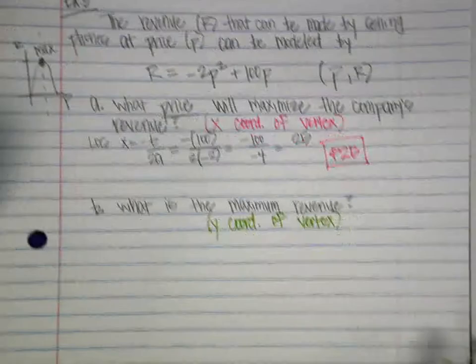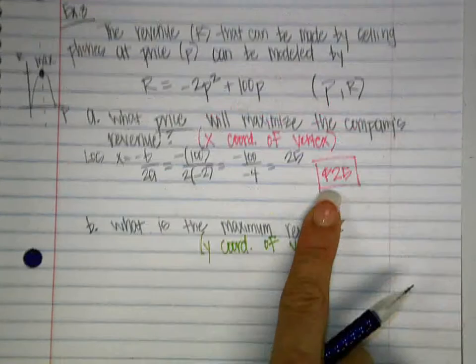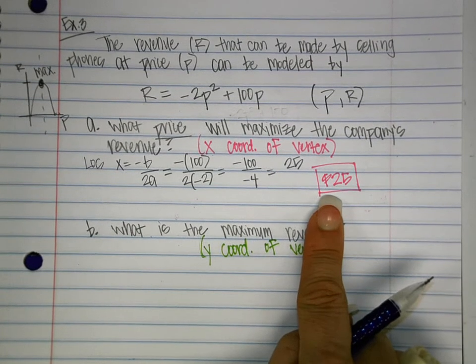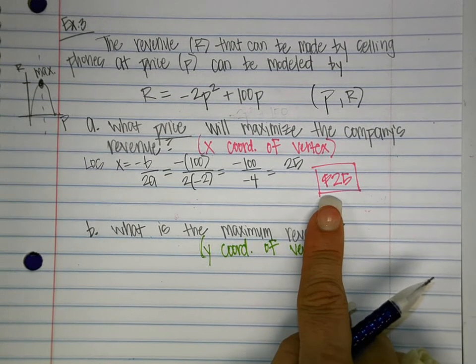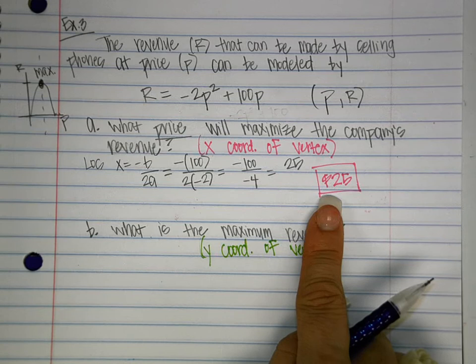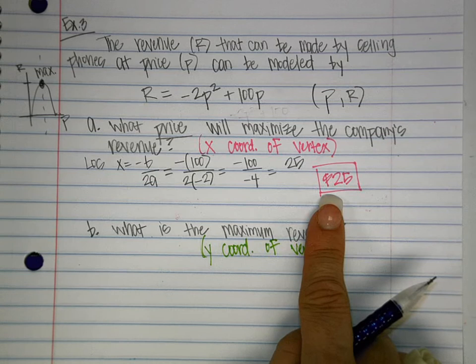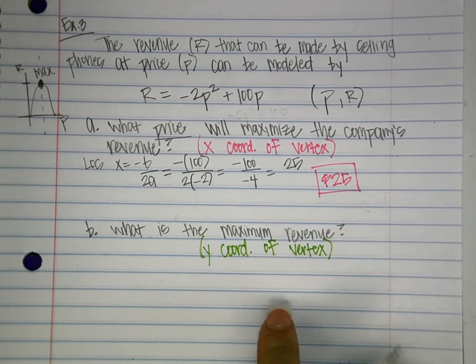So that's the x coordinate. Now, does it make sense? Would it make sense if you got a negative number? No, that would not make any sense. So think about these things. When you are doing word problems, we actually need to think about them. Now, what is the maximum revenue?